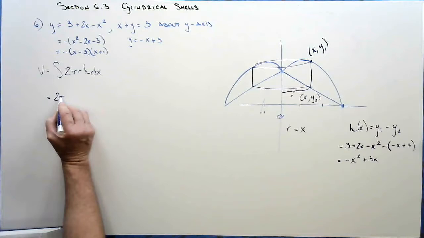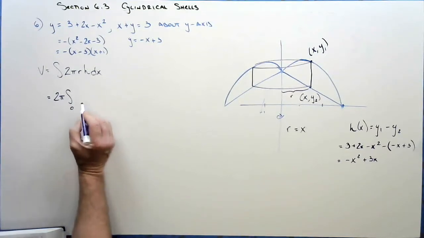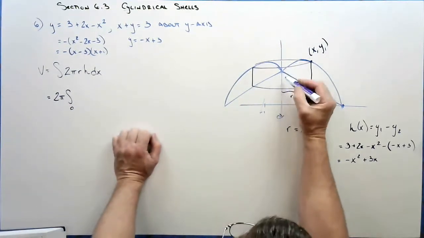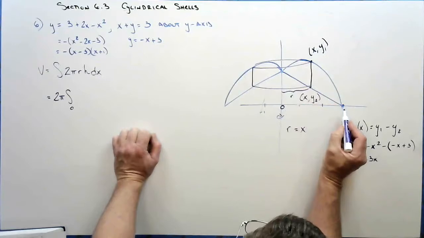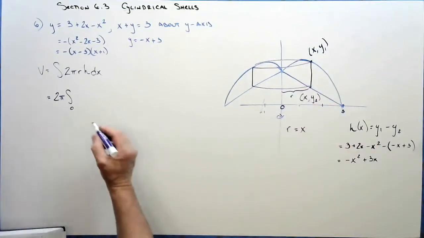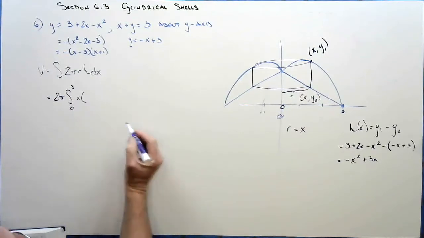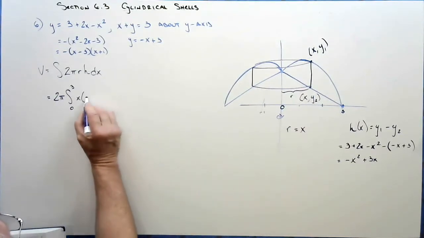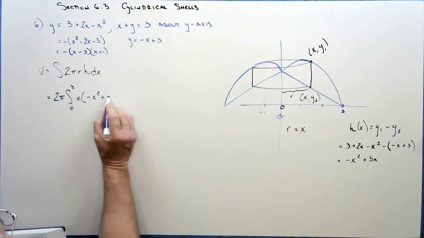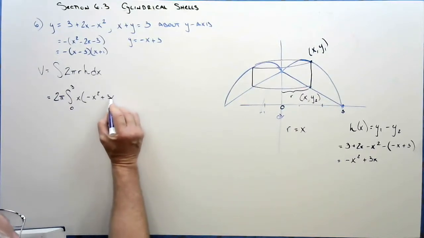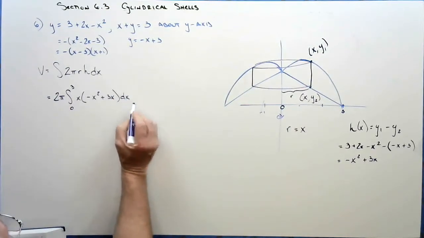We'll put our 2 pi out in front. We're going to integrate between 0, right? Because that's where we start. We start at 0. We end at 3. So we're going to integrate from 0 to 3. And now we have our radius, which is x, times our height, which is minus x squared plus 3x, dx.